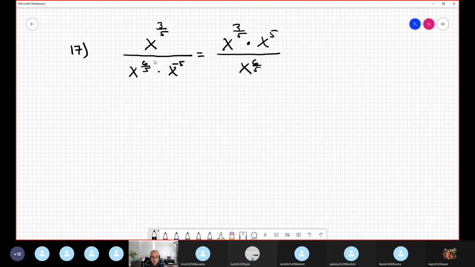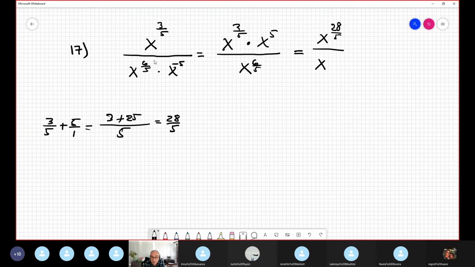Now multiplication is addition. So in one corner of the piece of paper, I put plus 5. 5 is a whole number. I suppose denominator 1. LCD is 5. It is 15. 5 divided by 5 is 1, times 3 is 3. Plus 5 divided by 1 is 5, times 5 is 25. So 28 over 5. Now, so far in the top we have x to the 28 over 5 divided by x to the 6 over 5.